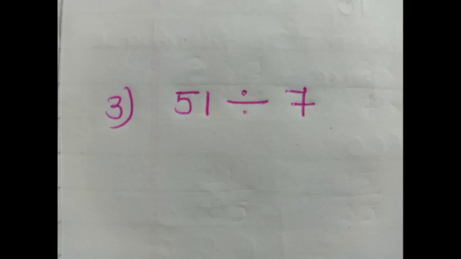Now 5 is less than 7, so you cannot do anything over there, like 7 ones are 7. No, so you have to take the second number, that is 1, that is 51. Together you have to look at 51. Now is 51 coming in 7's table? No. So we have to find the number which is coming in 7's table.